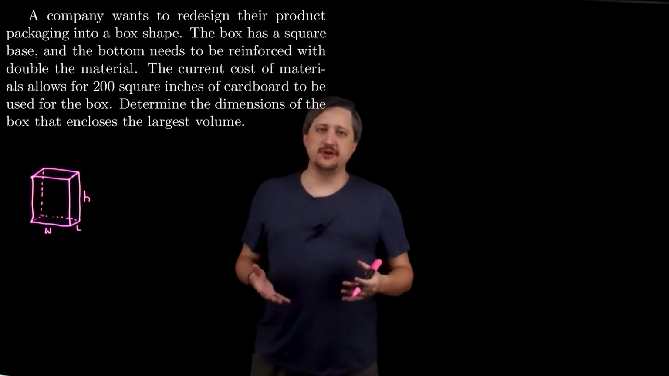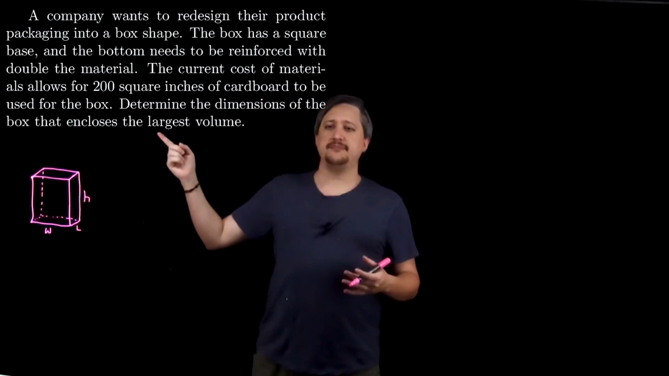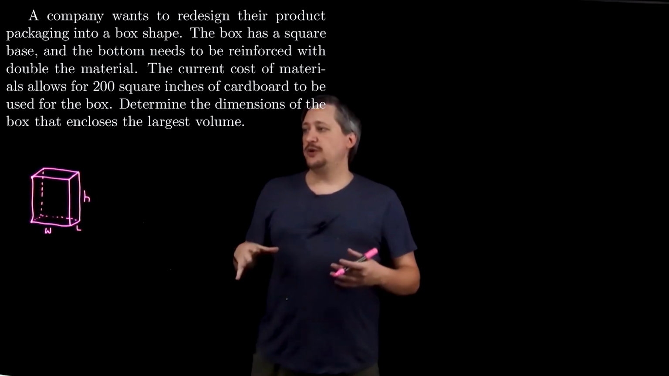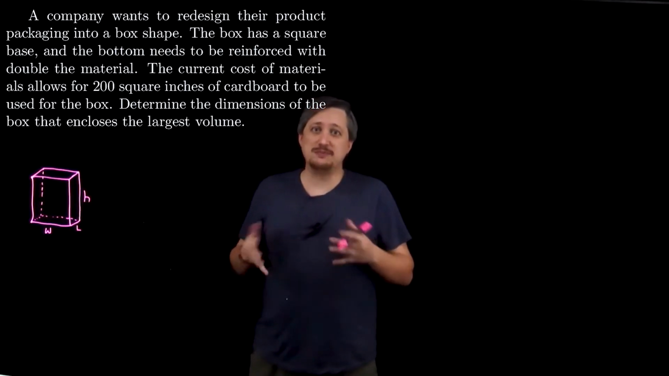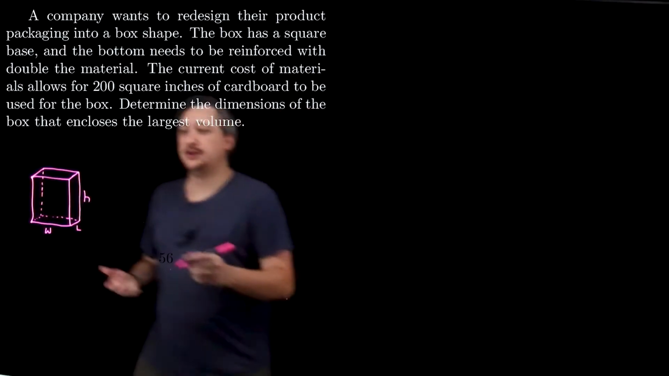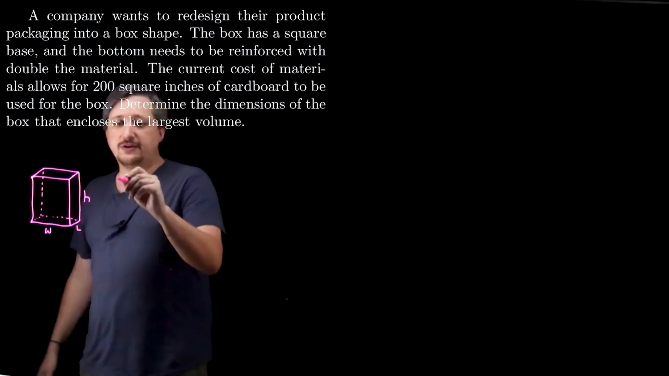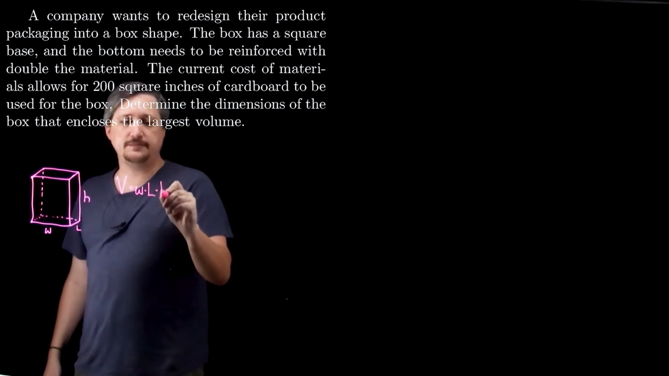Now, we have some goal, right? So our goal is to have the dimensions that enclose the largest volume, right? So we want to write an equation that represents what we're trying to optimize. So in this case, we want volume, right? So remember volume for a standard box, right? So volume is going to be width times length times height.